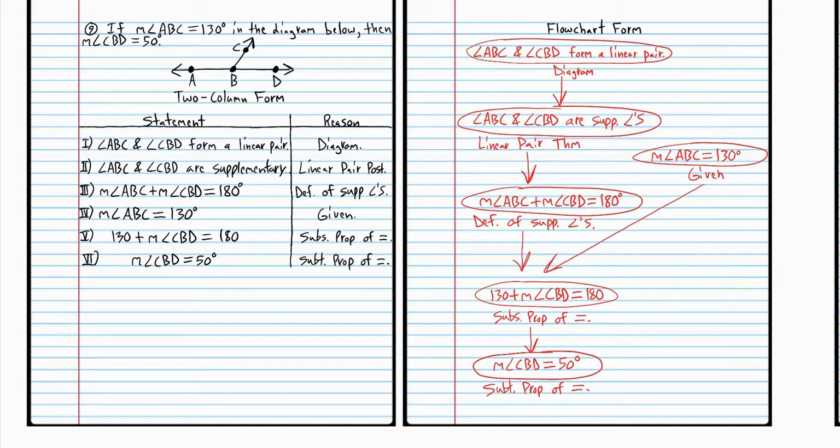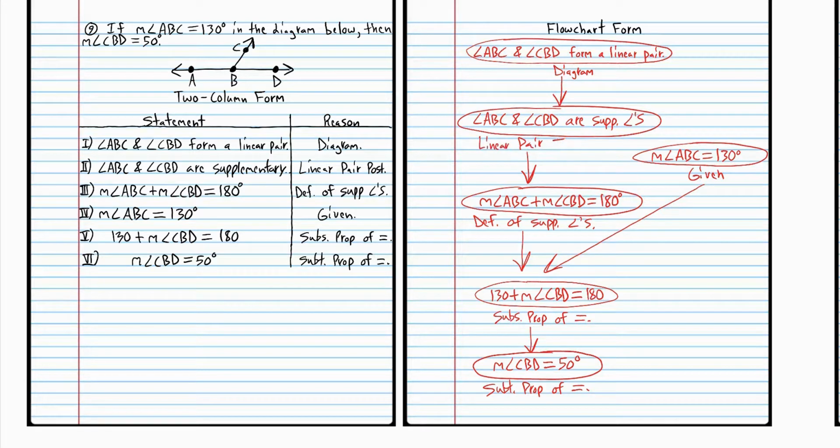So angle ABC and angle CBD form a linear pair. That's basically given information in the diagram, but it follows from the diagram. Because they're a linear pair, they must be supplementary angles. So this follows from the fact that they're a linear pair, and we use the linear pair theorem.